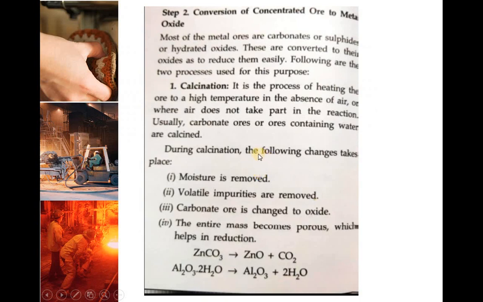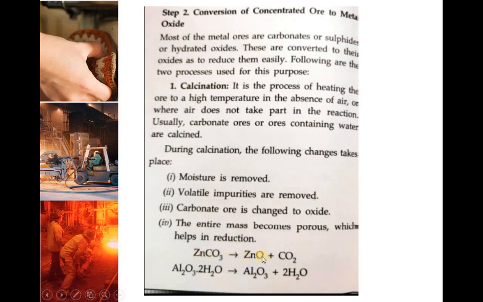So we will first do calcination. It is the process of heating the ore to a high temperature in the absence of air. Here the air does not take part in the reaction. Usually carbonate ores or ores containing water are calcined. During calcination, certain changes take place: moisture is removed, volatile impurities are removed, carbonate ore is changed to oxide, and the entire mass becomes porous, which helps in the reduction.